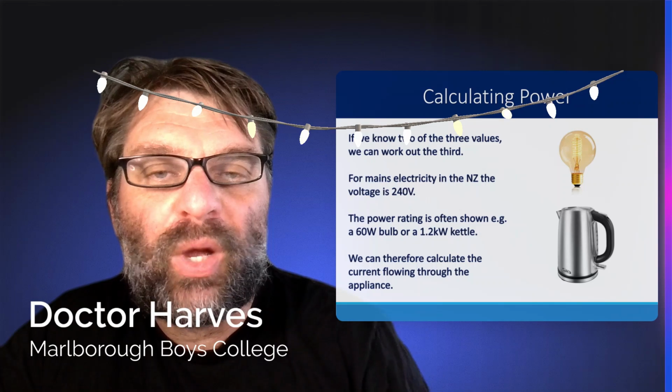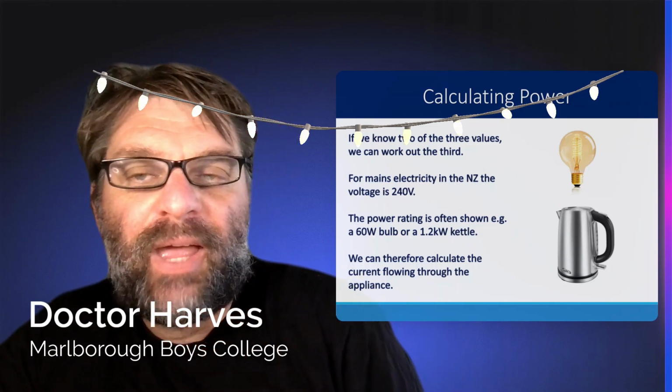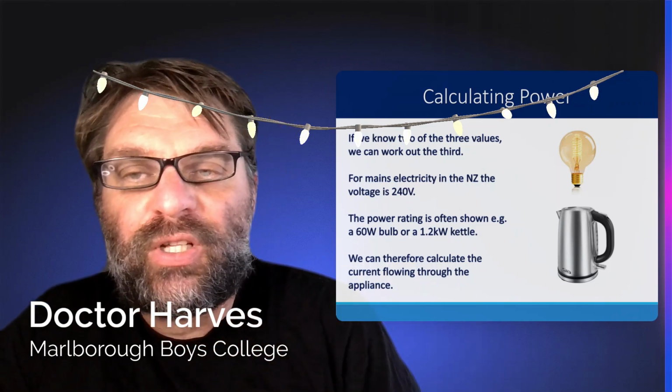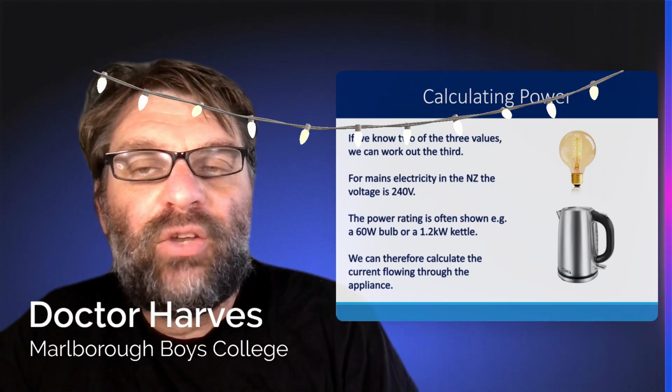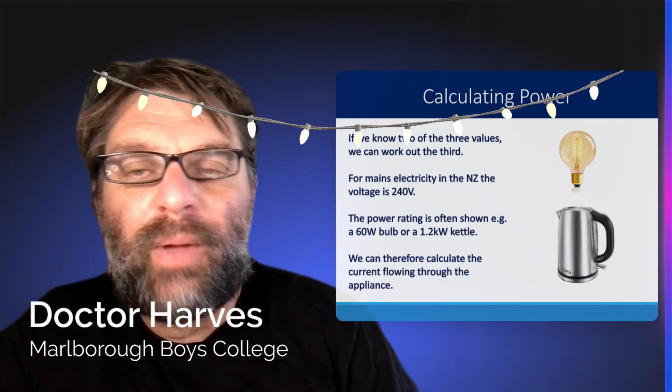Or you can rearrange the equation. If you know the current and you know the power, you can work out the voltage, and conversely, if you know the voltage and the current, you can work out the power.